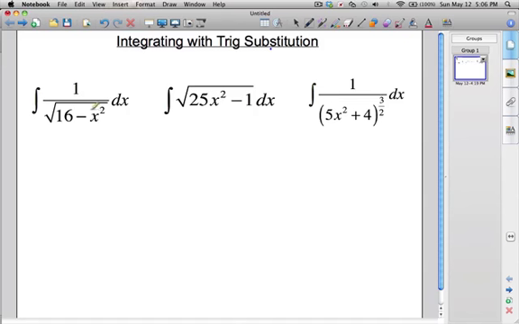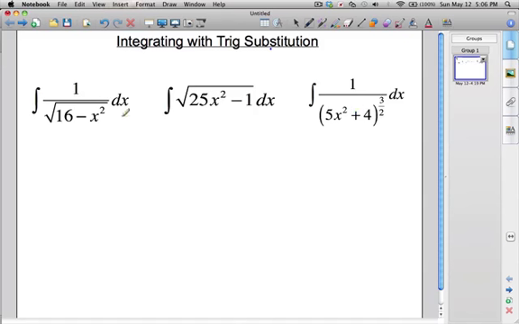Okay, first of all, notice in each expression we do have a radical. So we have a square root symbol here, and here we have a power of half, so that's also going to be a square root. So one thing that's in common with these trig substitutions, you'll often see square roots in them.